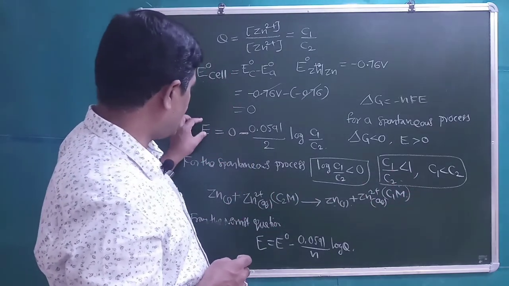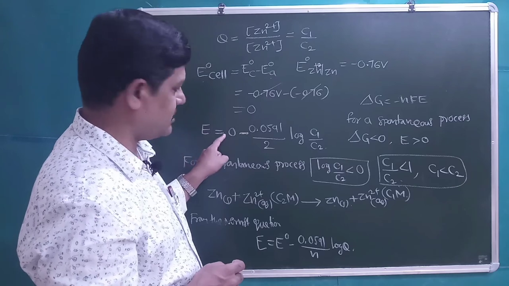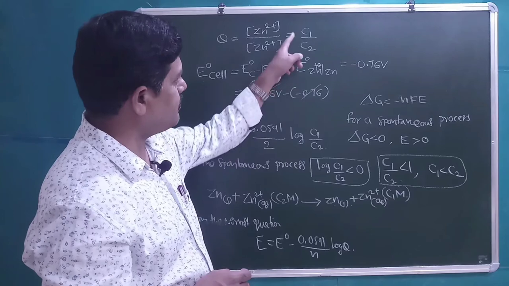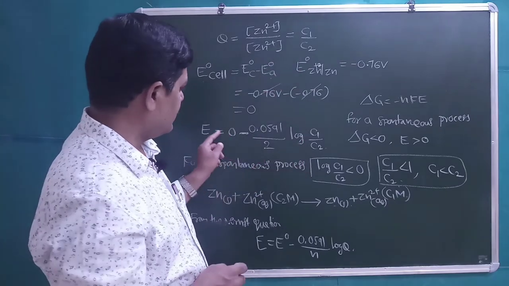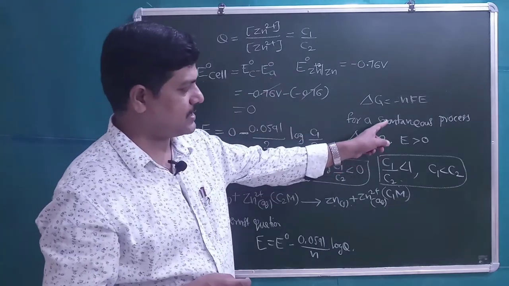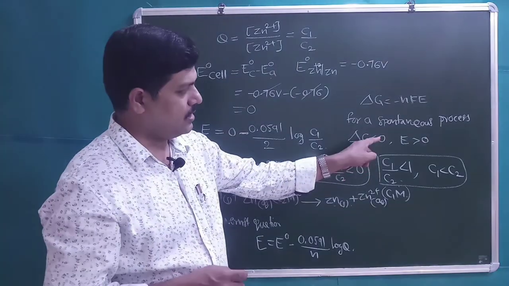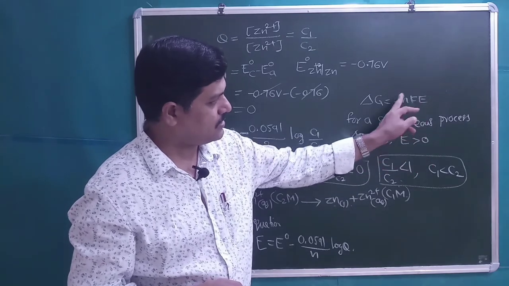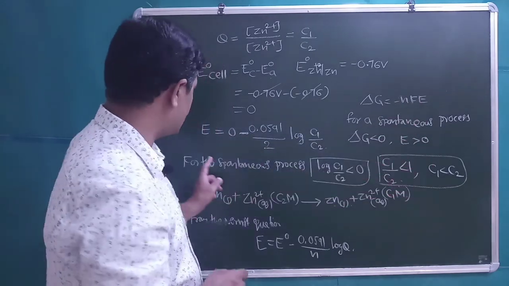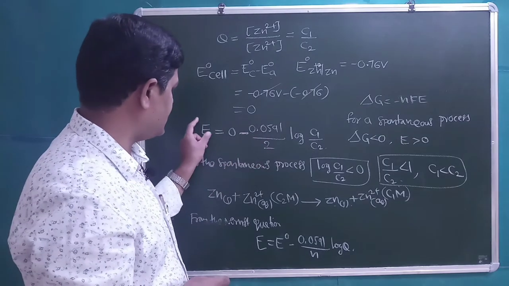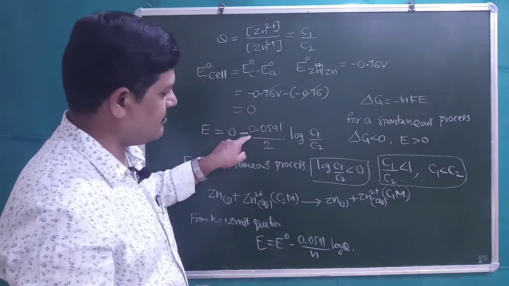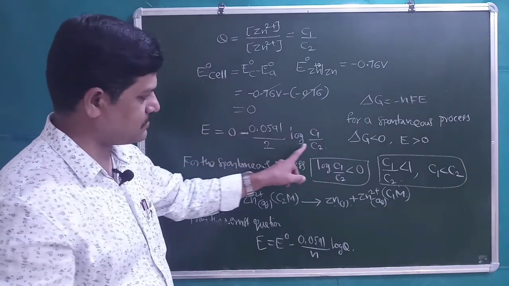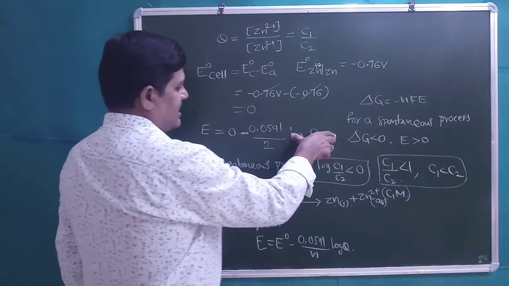Students, here we got an expression for the E cell. E cell is equal to minus 0.0591 by 2 log Q, where we are substituting C1 by C2. Then for a spontaneous process, it is clear delta G should be less than 0. When delta G is less than 0, then E should be greater than 0. Then only plus into minus is minus, right? So here this should be a positive value. When it is positive, here we already have a minus sign, then this should also be negative. Minus into minus becomes plus. Then this should be less than 0.